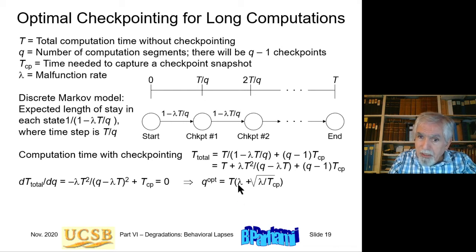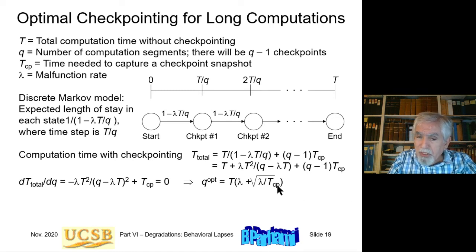So T times lambda plus square root of lambda divided by TCP. So you see that the optimal Q is directly proportional to T. The larger the value of T, the larger the optimal number of checkpoints, which makes sense. If this is a very long running computation, then we had better have a lot of checkpoints. It's also directly proportional to lambda. The higher the failure rate, the more checkpoints we should have.